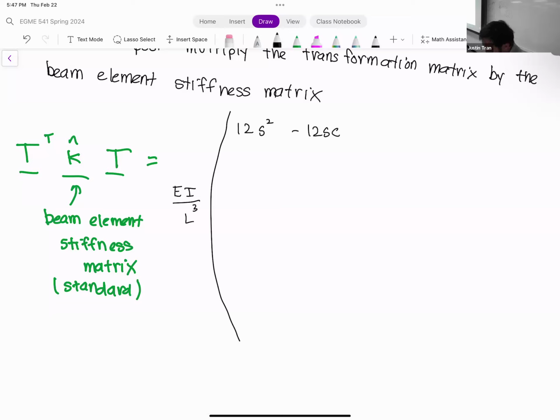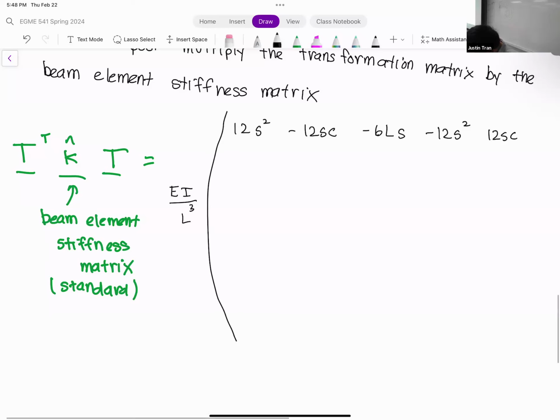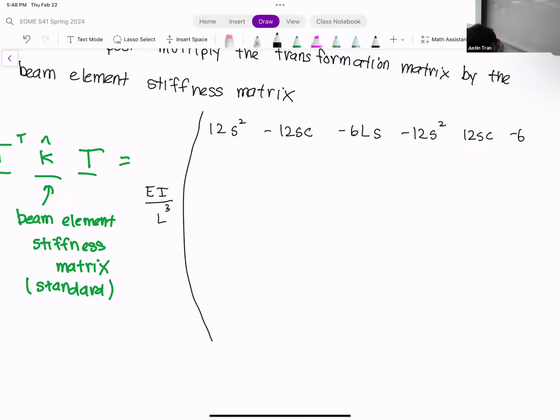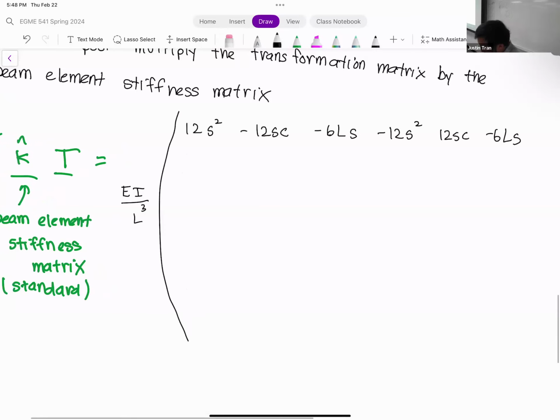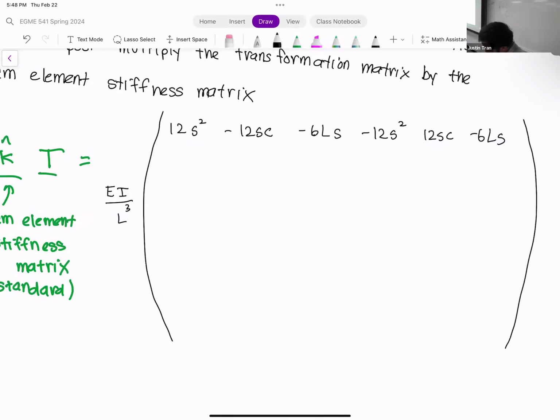All right, so what we have here is a 6x6 matrix. And so we start out on the first row, 12s squared, minus 12sc, minus 6 times L times S. Remember S and C refer to sine and cosine. L is the length of the element. Minus 12s squared, 12sc, minus 6ls. Okay. So that's just the first row in the matrix.